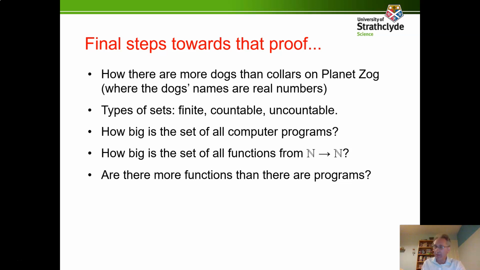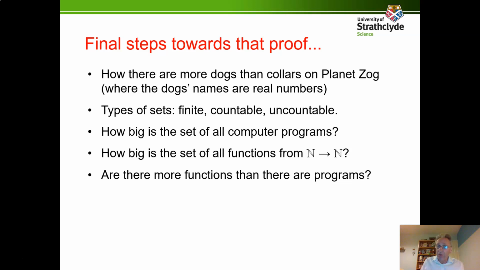And on planet Zog, they don't give their dogs names which are strings. They're different there. On Zog, they give their dogs names of real numbers. So their dogs have names like 0.5 and 3.72 and pi and e and the square root of 2. Come on, square root of 2, time for walkies, that kind of thing. And that's going to lead us on to the idea that there are different types of infinite sets, and in fact, in a certain sense, some infinite sets are bigger than others.